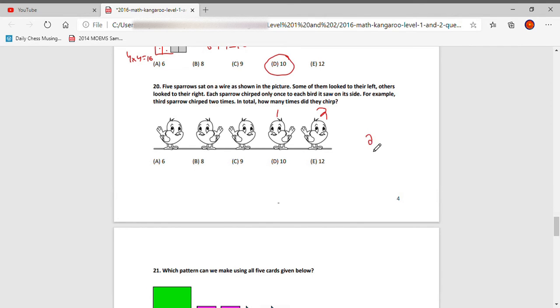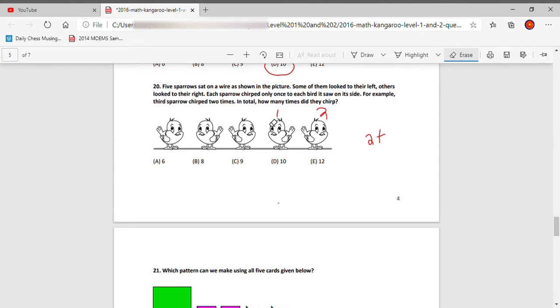So we already have 2 for the third sparrow. Now we can see that the first sparrow chirped 1, 2, 3, 4 times. So plus 4. And the second sparrow chirped 1 time. So plus 1. Now we already did the third sparrow, it chirped twice. So now we look at the fourth sparrow who chirped 1, 2, 3 times. And finally, the last sparrow chirped 0 times because it's looking at nowhere. Like no sparrows are here, just nowhere basically.